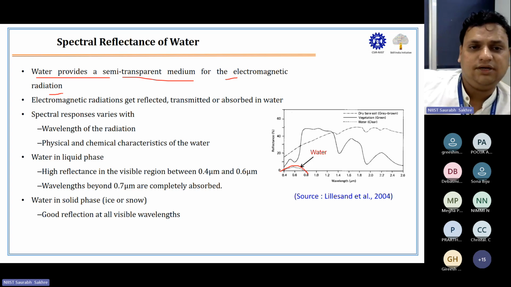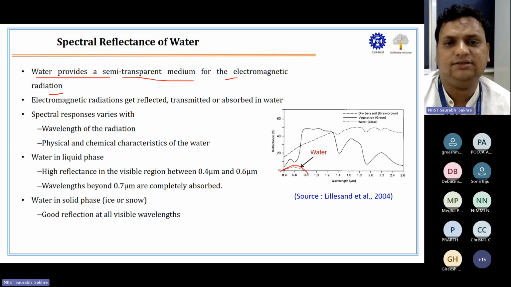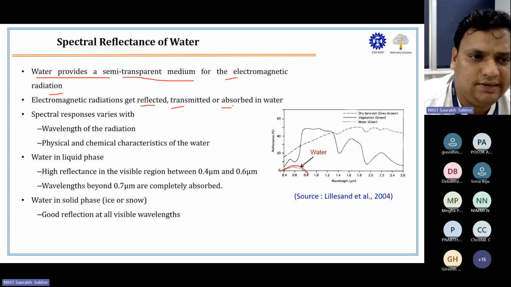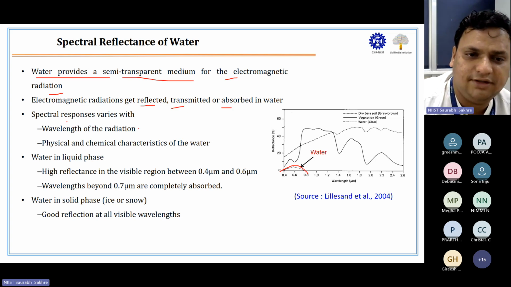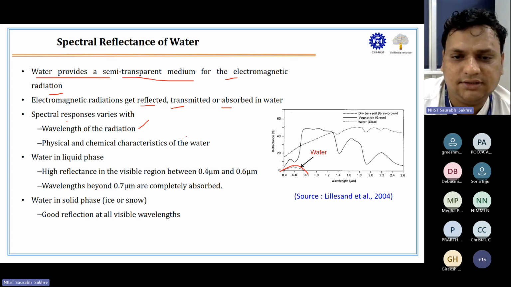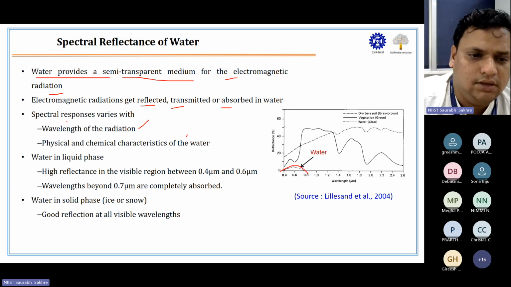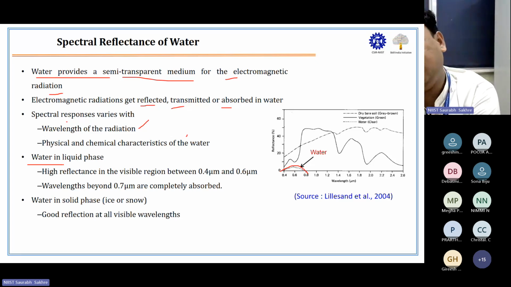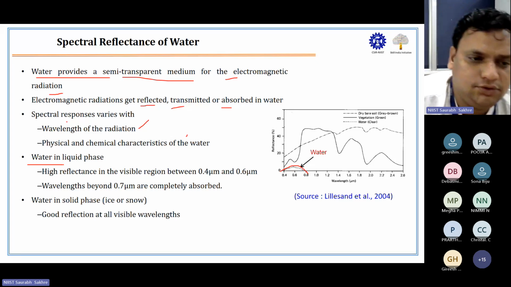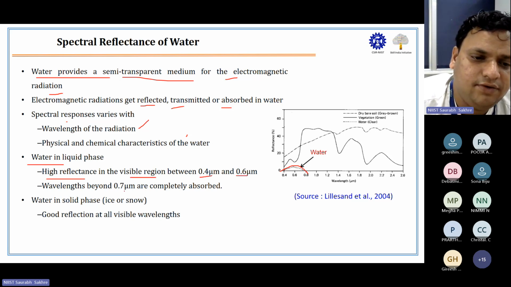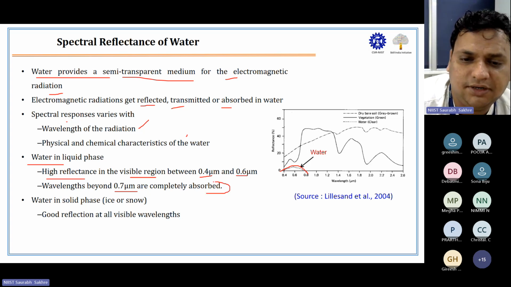Okay, then electromagnetic radiations get reflected, transmitted or absorbed in water, and this spectral response varies with wavelength of the radiation, as I already mentioned, and physical and chemical characteristics of the water. Okay. Now, when water is in liquid phase, because we may not be encountering more ice anytime. So when the water is in liquid phase, high reflectance in the visible region between 0.4 micrometer and 0.6 micrometer and wavelength beyond 0.7 micrometer are completely absorbed.